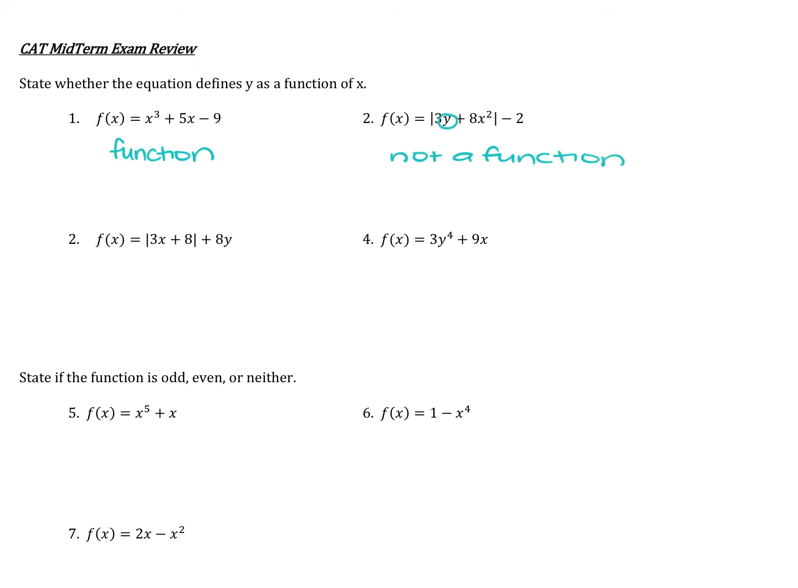For number 3, that should be 3, not 2. You have f of x is equal to the absolute value of 3x plus 8 plus 8y. The 8y, that y is not inside the absolute value bars. It's not raised to an even power. It's not in the denominator of a fraction. So this one is a function.